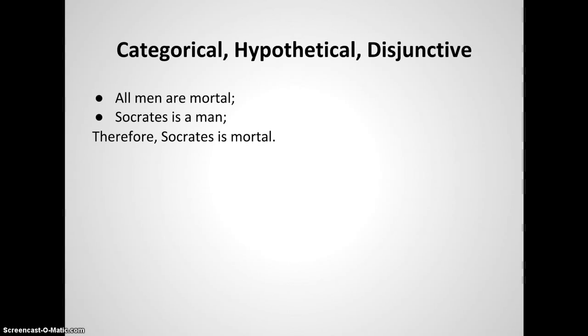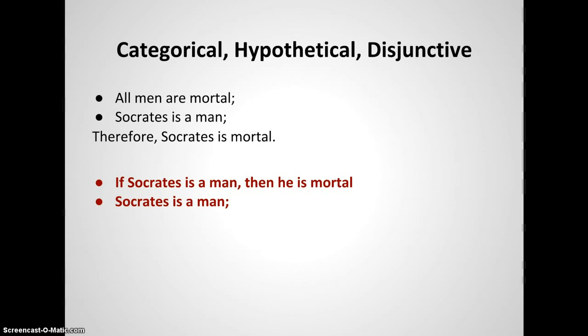Now, every syllogism has three parts: two premises and a conclusion. Premise 1, premise 2, and the conclusion. And this is what we would call a categorical syllogism, because it uses categorical propositions. Premise 1, premise 2, and the conclusion. This is what we call a hypothetical syllogism.